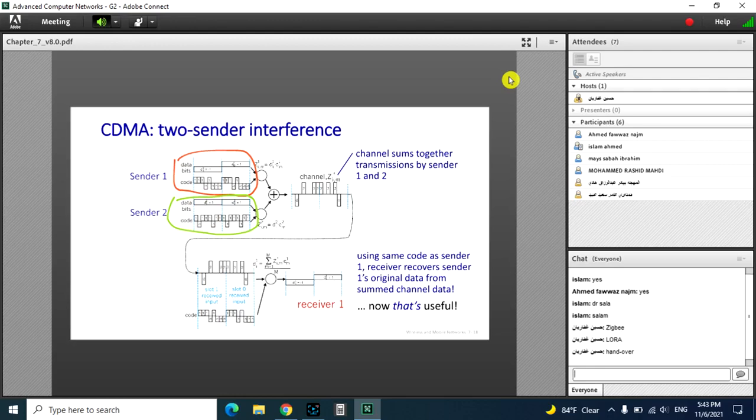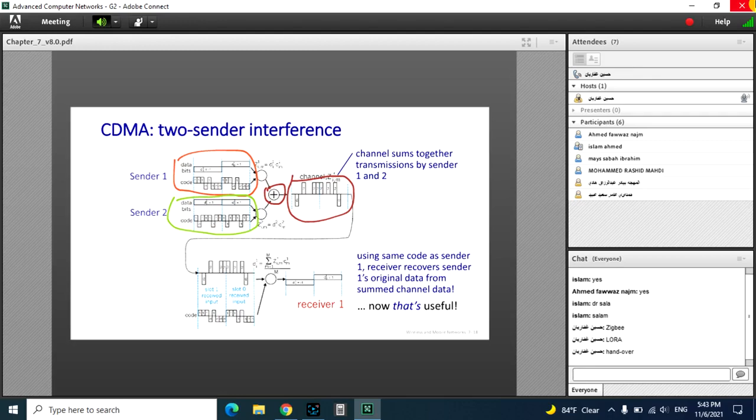But look at this here. What will happen inside the network? Because those signals have similar frequency over the network, I can see a summation of those signals. And what will happen at the receiver?